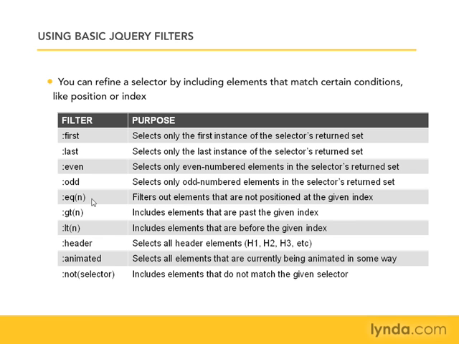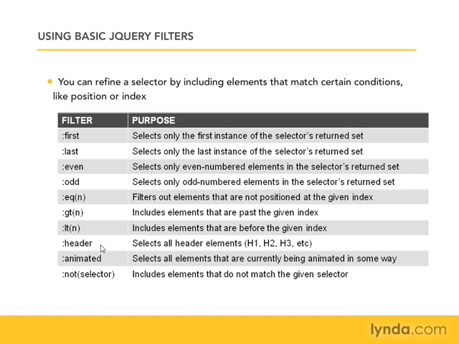Then there's a few more down here that operate on position. So the :eq filter will take an index and it will filter out elements that are not positioned at that index. So it will only include the element at that index in the result set. And then there's :gt (greater than) and :lt (less than), and they do what you might think. So for example, the greater than operator will only include elements that are past this given index, whereas the less than filter will only include elements that are before that index.